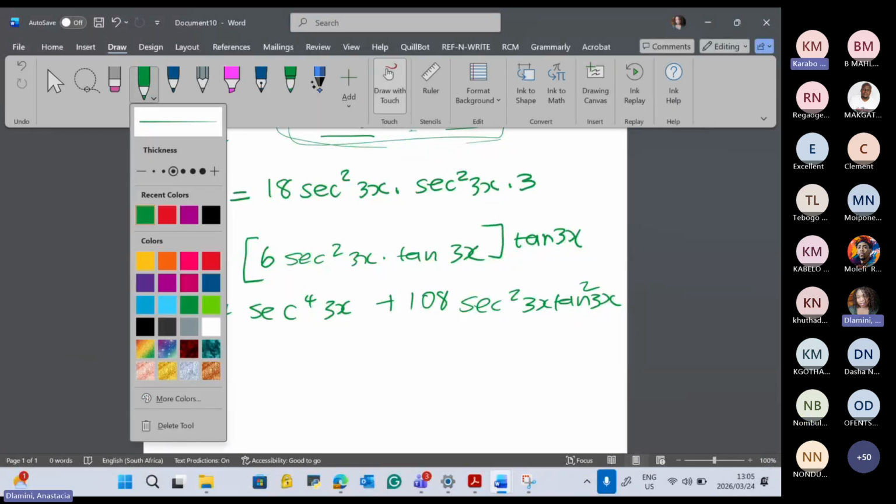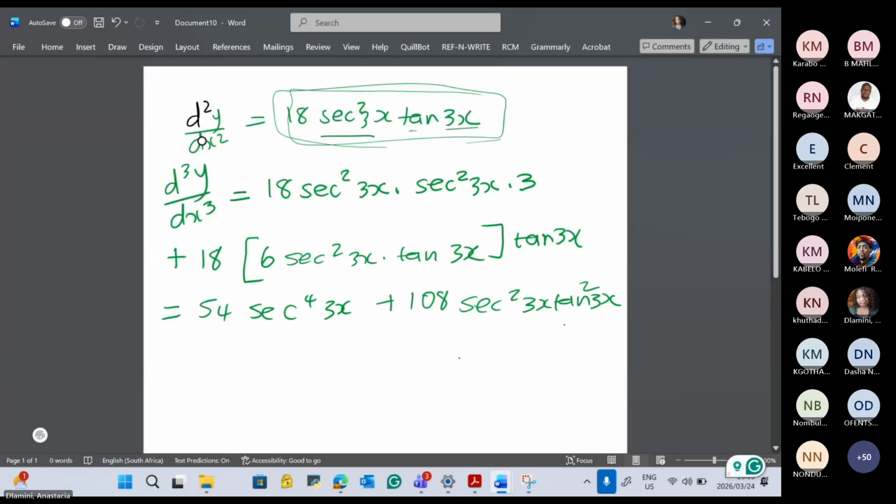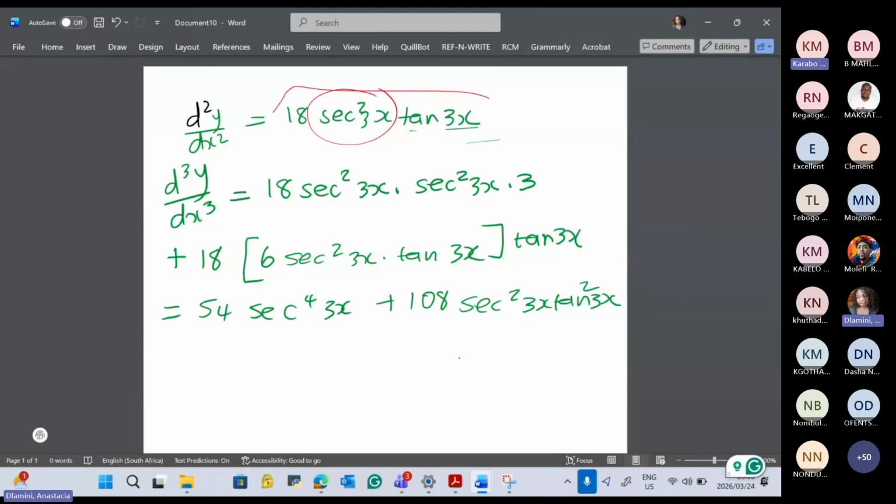Okay, can you mute? Let's focus on this again. In the study guide, they changed this part here into an identity, sec squared, right? That's why it made it easier for them to differentiate. Now, our aim is, let's say we don't change it into sec squared. Are we getting the same answer? That's the question I'm asking here.